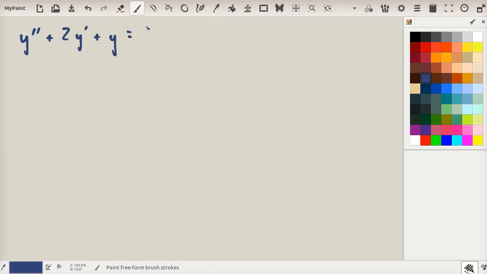So we've got our initial equation here. Let me just write down our initial conditions. So y of 0 is equal to 2, and we have y prime of 0 is equal to negative 1.